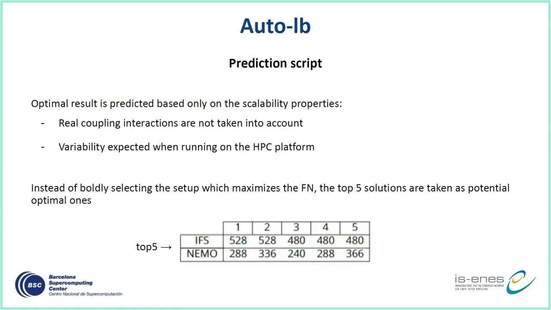But the problem with that is that we are just predicting our results based only on the scalability properties, and we are not taking into account the real interactions between the components. And of course, we expect some variability when running on the HPC platform. So instead of just selecting the setup which maximizes the metric, we take, for instance, 5 possible solutions as optimal.